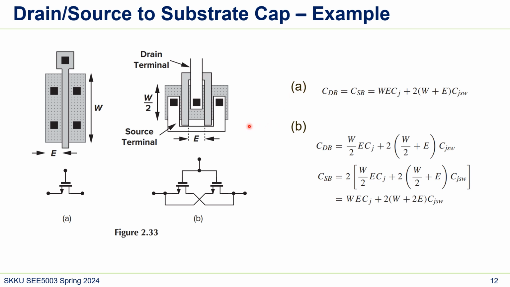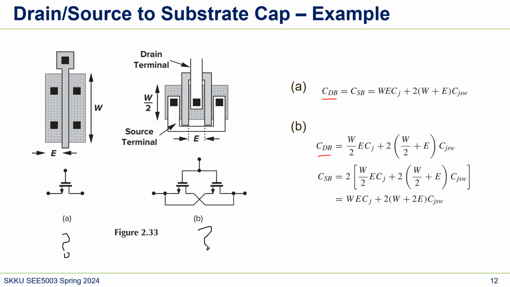So again, let's come back to the question. Which is better, A or B, in terms of capacitance? Let's see A first. CDB, drain to bulk, and CDB in this folded structure.